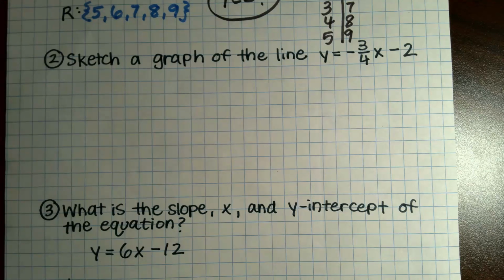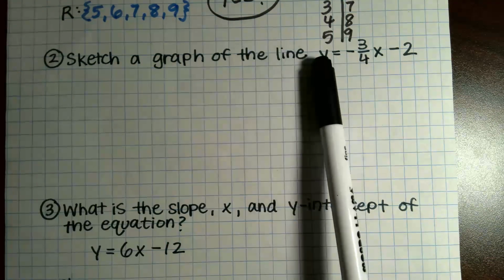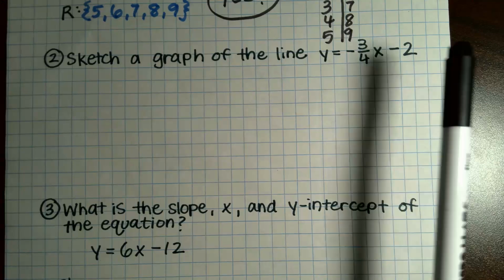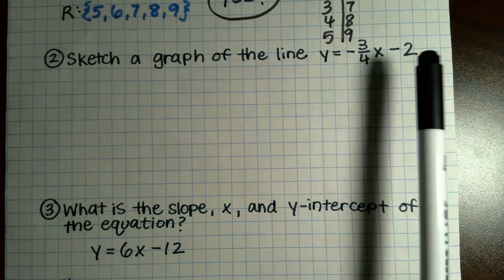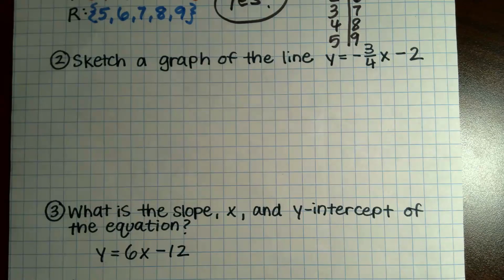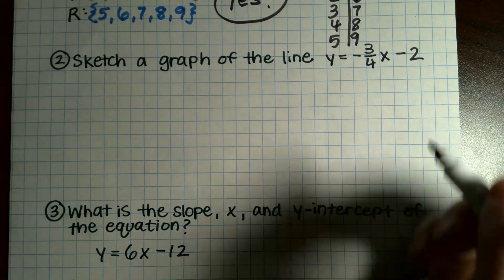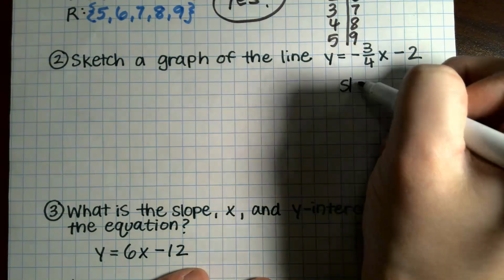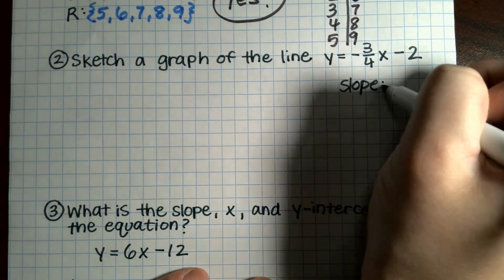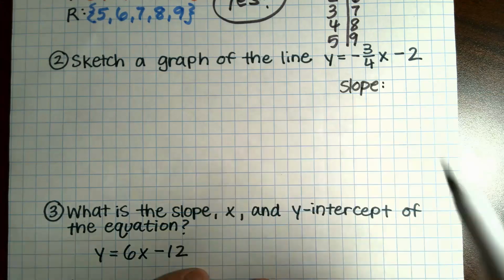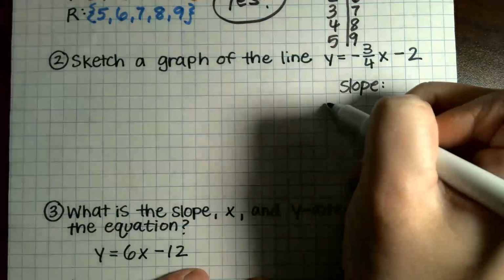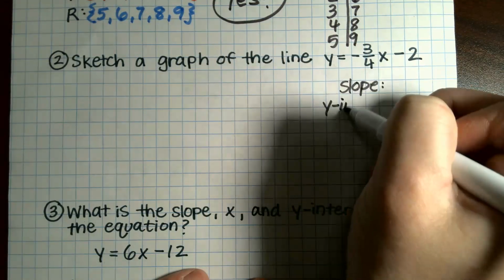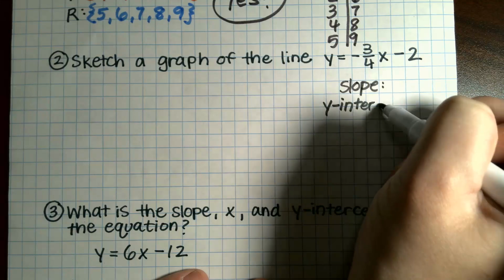What could I do to graph this line? There's a couple things I could do. I think the easiest thing to do, since it's already in slope-intercept form, y equals mx plus b, is we're going to start by identifying the slope and the y-intercept. I'll show you. And we'll revisit exactly what this means.